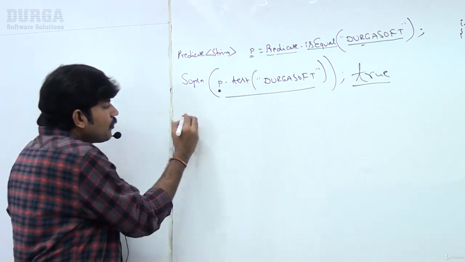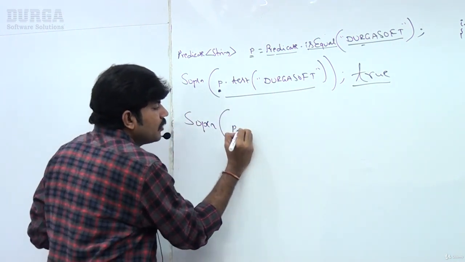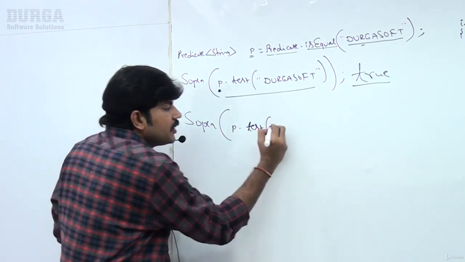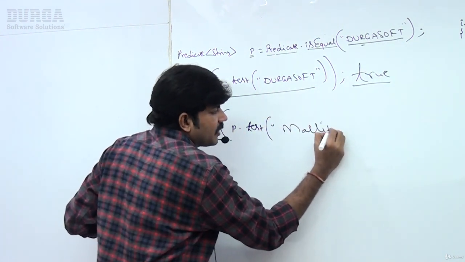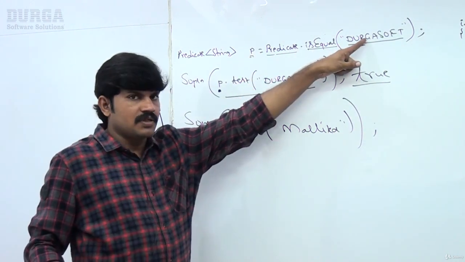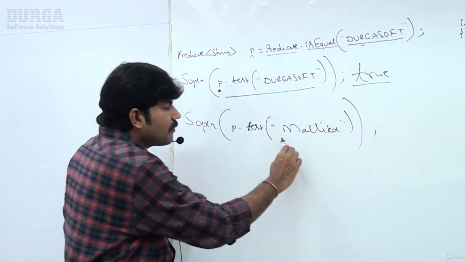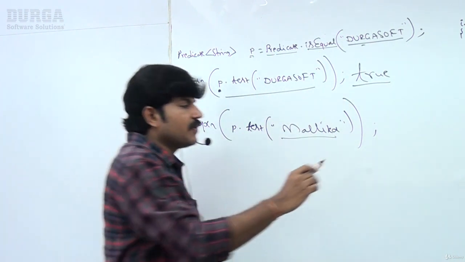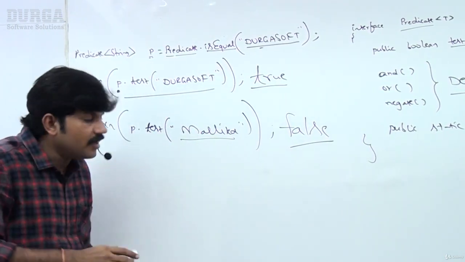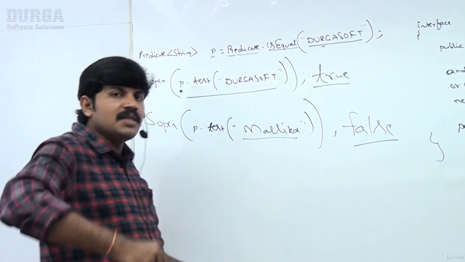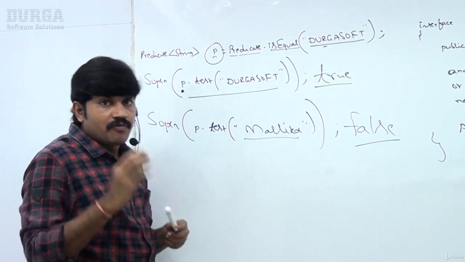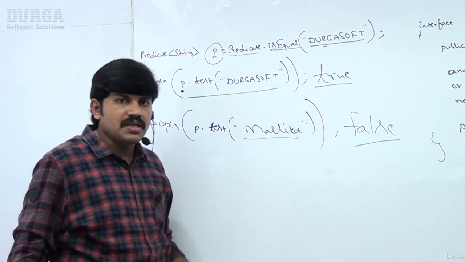Remember this one, sir. Suppose System.out.println(p.test("Mallika")). Here I am taking some Mallika. Sir, p represents Durgasoft. Is Mallika Durgasoft? No. That's why by default we are going to get false as the answer. So to check whether the given element is equal to the element represented by the predicate or not, for checking purpose we are going to use the isEqual method.